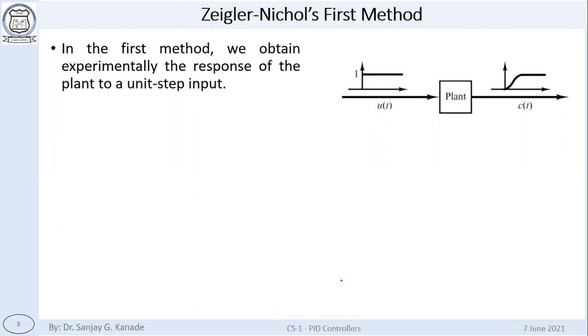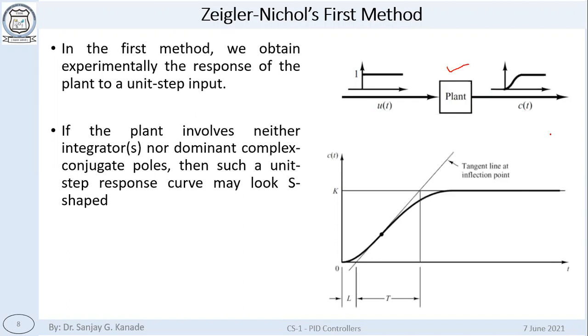Now in the first method, what we do, we will obtain experimentally the response of the plant to a unit step input. Simple, right? Quite straightforward. You have a plant already with you. You simply provide step input to the plant and obtain the step response. Remember what we are doing? We are doing it on the plant.